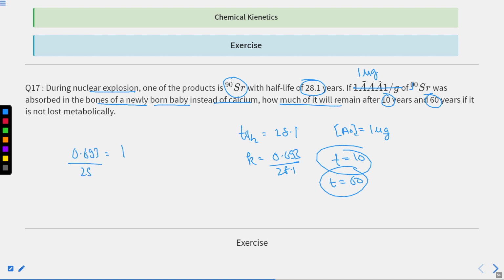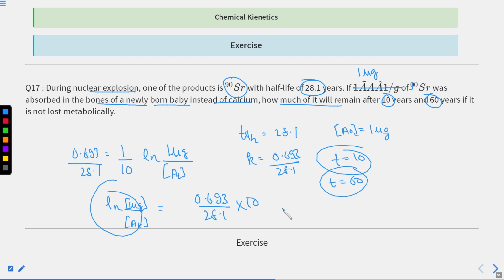0.693 by 28.1 by T. T is 10 years for the first case, ln, and the value of, say, initial concentration is 1 mu gram, and this we have to calculate. How will we calculate this one? So ln of 1 mu gram equals ln 80. Now if you multiply this on this side, you will get 0.693 by 28.1 into 10.